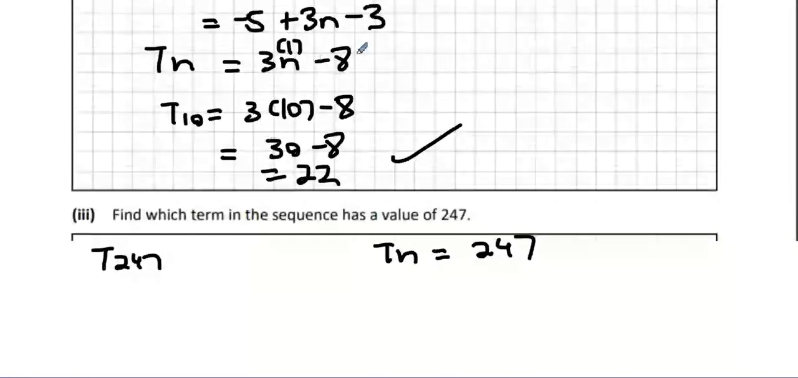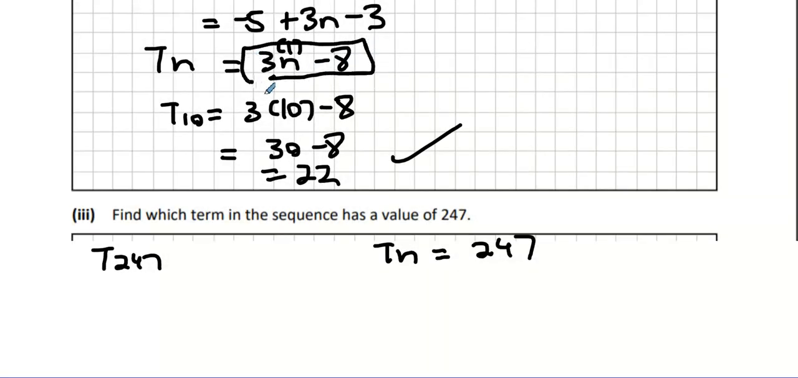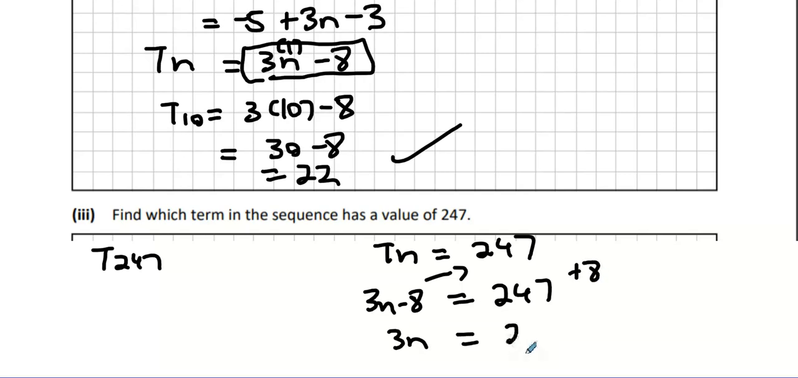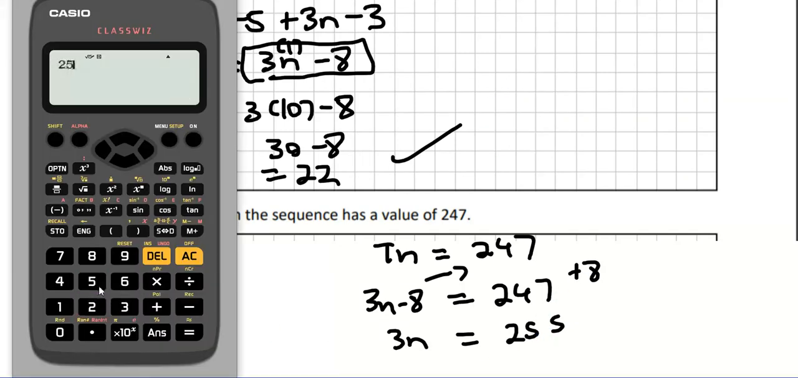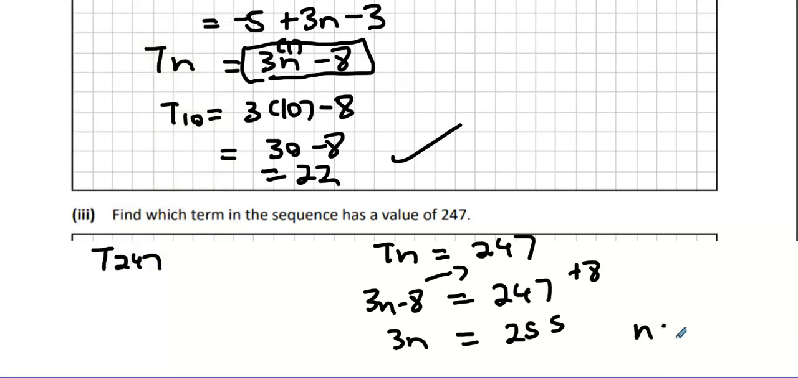So we get our Tn formula, which is 3n minus 8, and we go 3n minus 8 equals 247. Bring over the 8 and we add it on. So I'll be adding on that, and that'll get me 255. And then 255 divided by 3 is 85. So n equals 85.